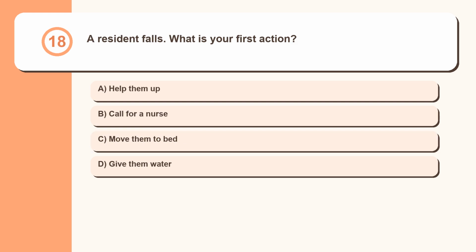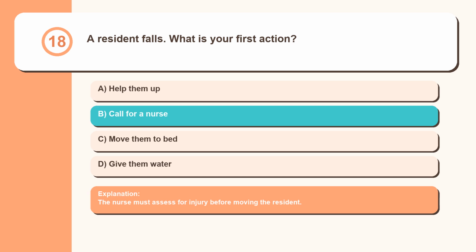Question 18. A resident falls. What is your first action? Help them up. Call for a nurse. Move them to bed. Give them water. The nurse must assess for injury before moving the resident.